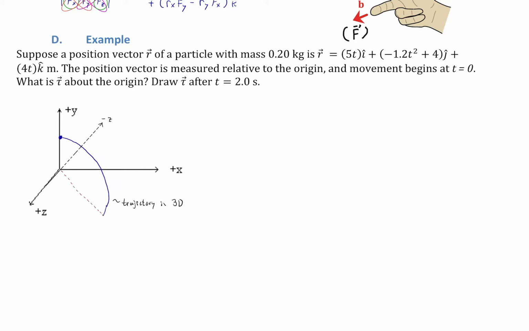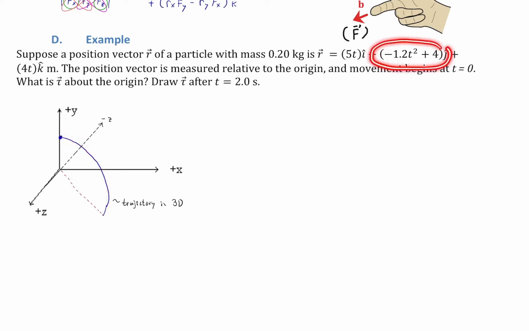First of all, it's good to visualize this. I include the x, y, z coordinate axes in all the examples and homework problems. So I have x and y and z. All right, here's negative z. And here's the trajectory.